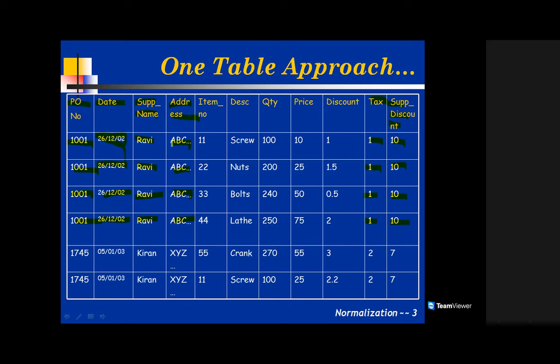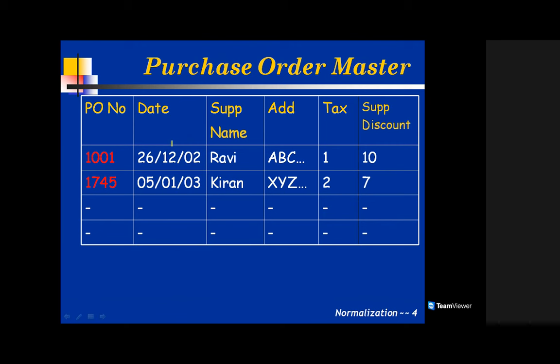The first normalization says you have to eliminate repeating groups from the existing table, and take these columns which are repeating and keep them in a separate table. That is the first normal form. So what is the first normal form? You eliminate all the columns which are repeating again and again and keep them in a separate table. So if I apply first normal form, I'll have PO number, date, supplier name, address, tax, supplier discount.